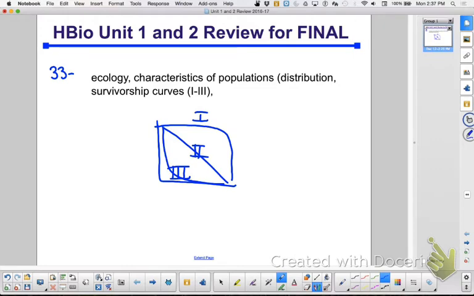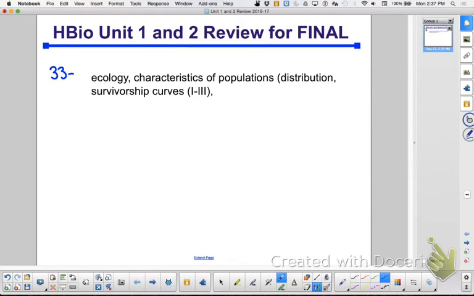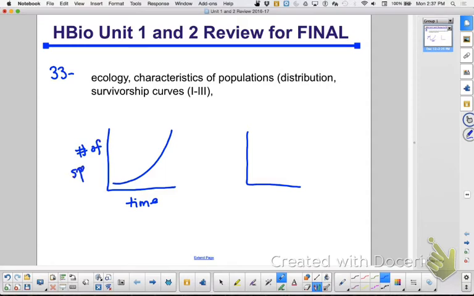So we talked about survivorship curves, and then we talked about regulation and types of growth curves. Do you remember the 2 types of growth curves that we discussed? J-shaped growth curve. So this is time, and this is number of species for both of these. And then what was your other one? S. Okay, and what's right here? Carrying capacity. Good. We said both of them have exponential growth, but then they try to level off.